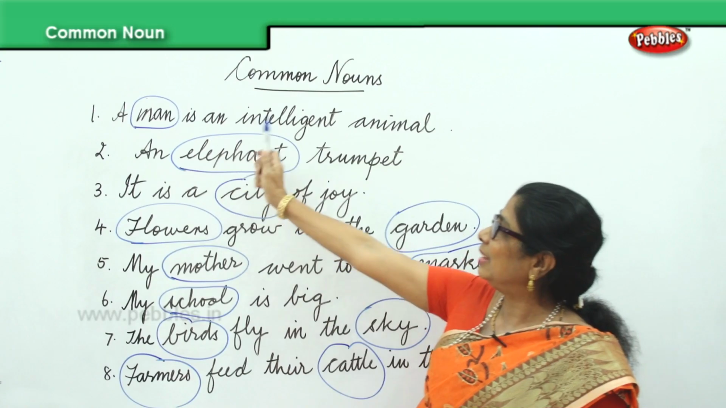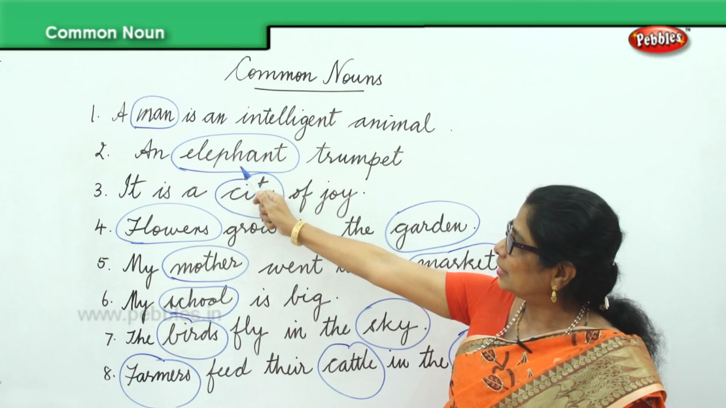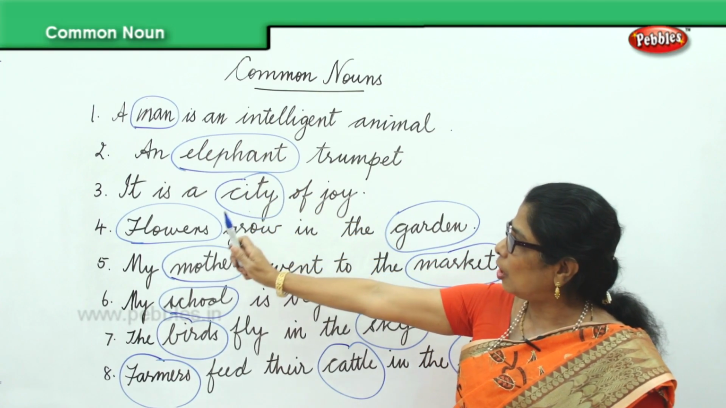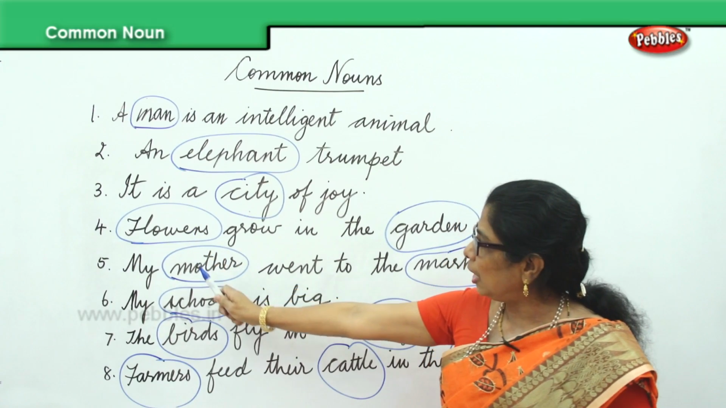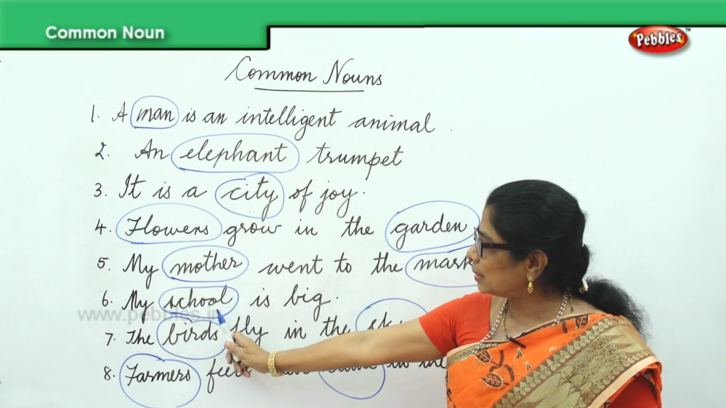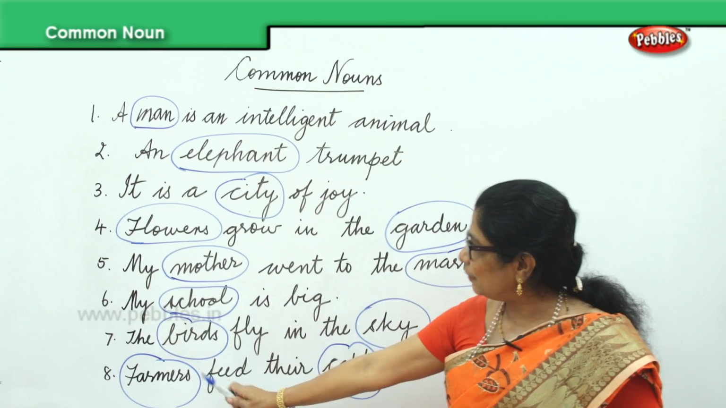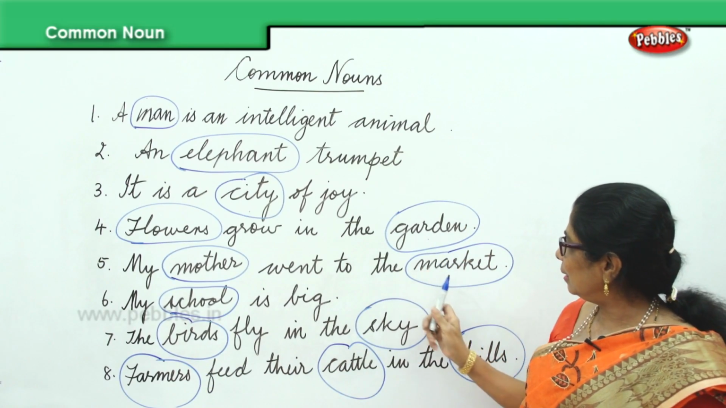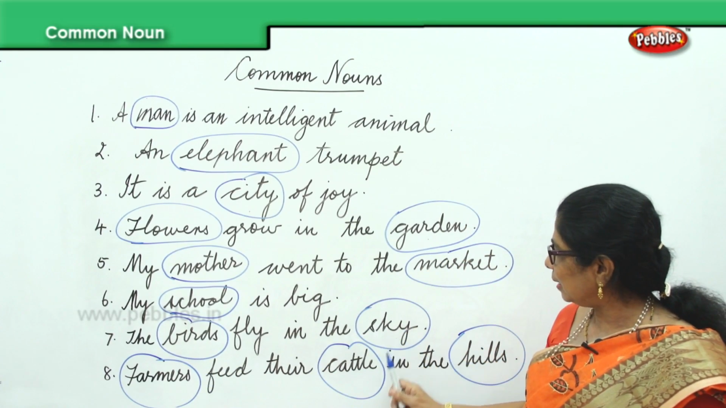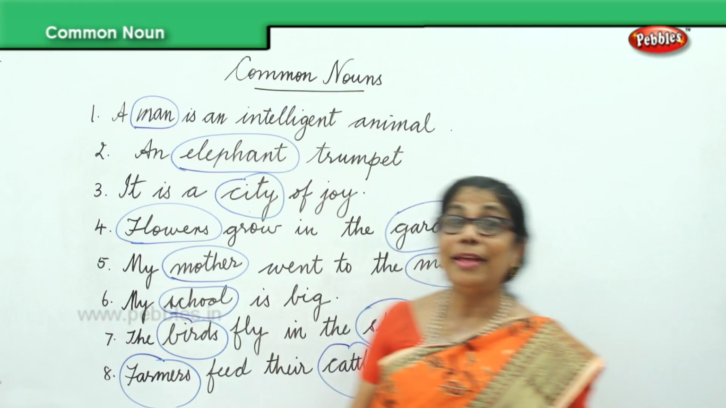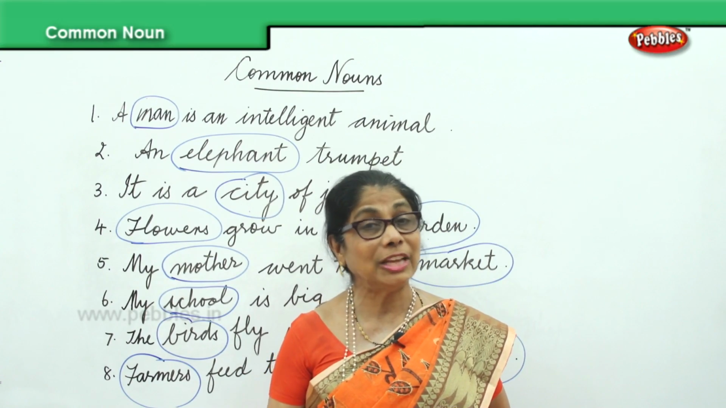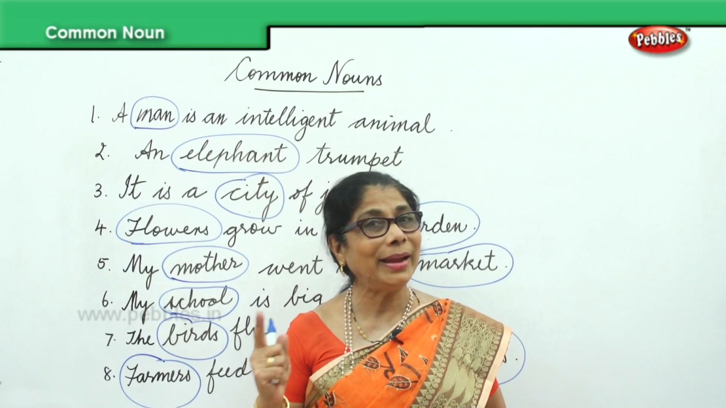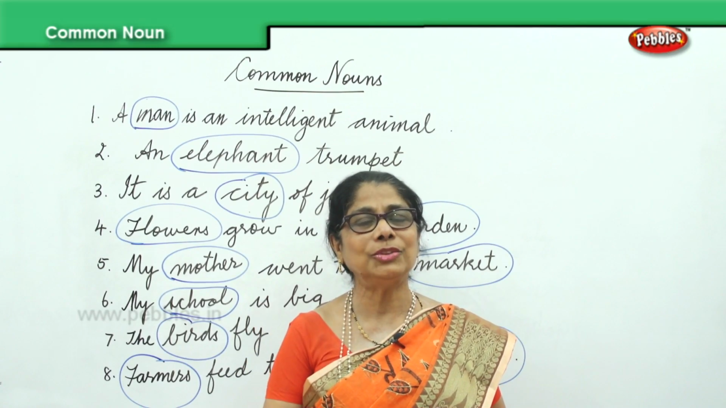Okay. Now, common nouns in each of these sentences. Man is a common noun. Elephant is a common noun. City is a common noun. Flowers are common nouns. Mother, school, birds, farmers, garden, market, sky, cattle and hill. They are all common nouns. Very good. So, we learn to identify common nouns from these sentences.